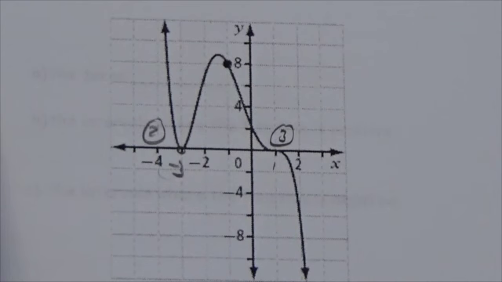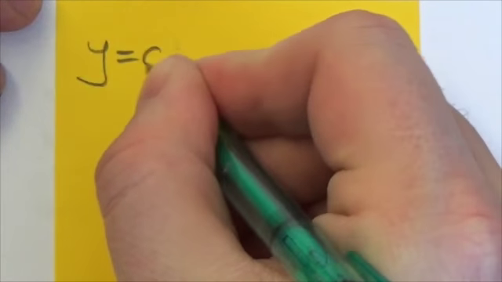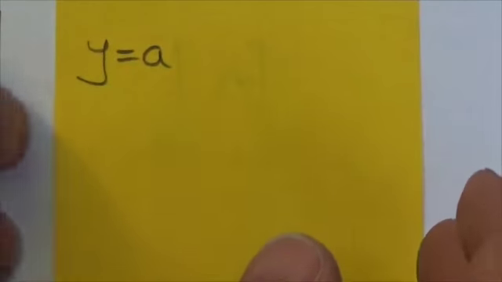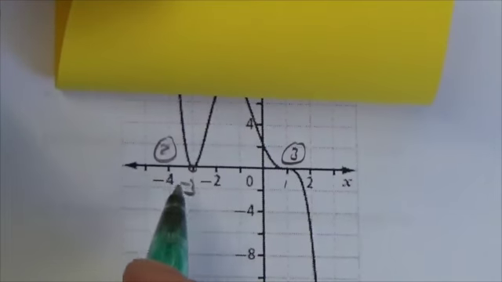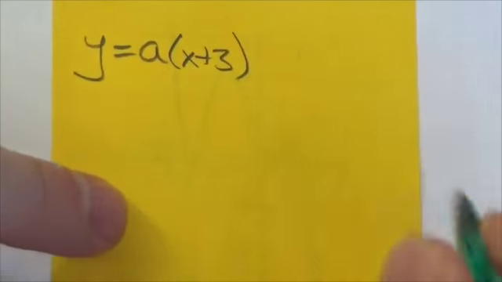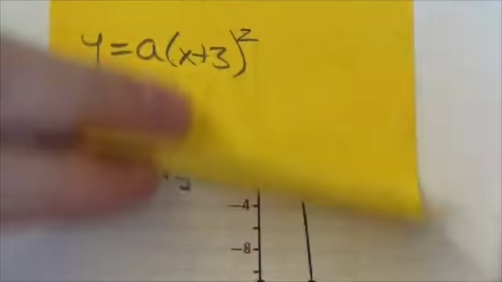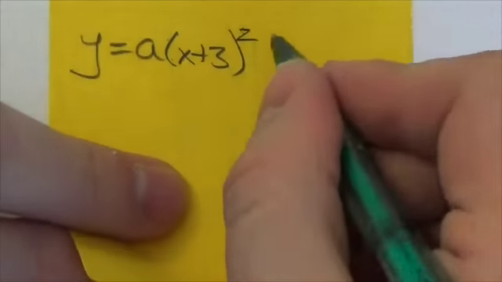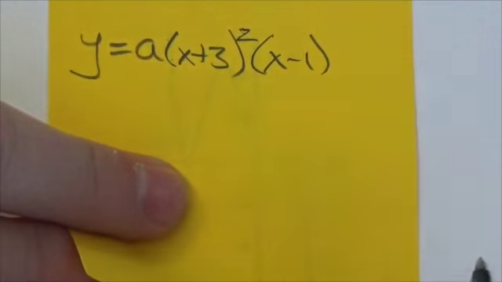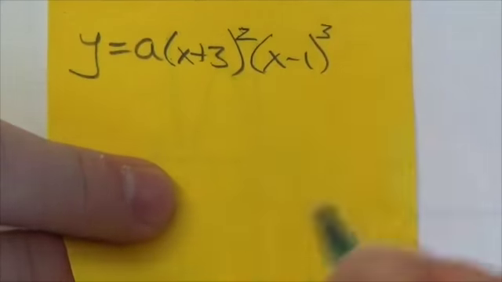Now I can write this out. Again, I'll do it on here so I can save space. My function at this point is going to look like this: y equals, again, some sort of vertical stretch that I will determine in a second. Negative 3 means my factor is going to be (x + 3). It has a multiplicity of 2, so this is going to be squared. Then I'm going to have (x - 1), and based on the way it's going through, that'll have a multiplicity of 3.